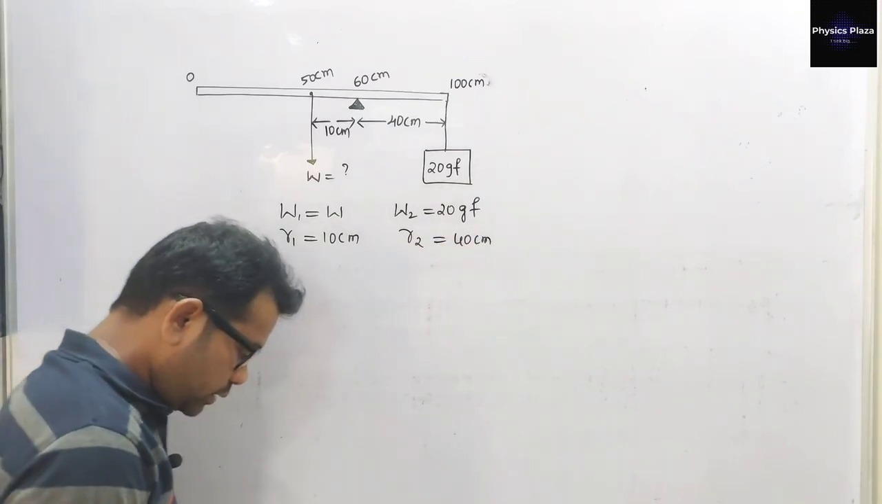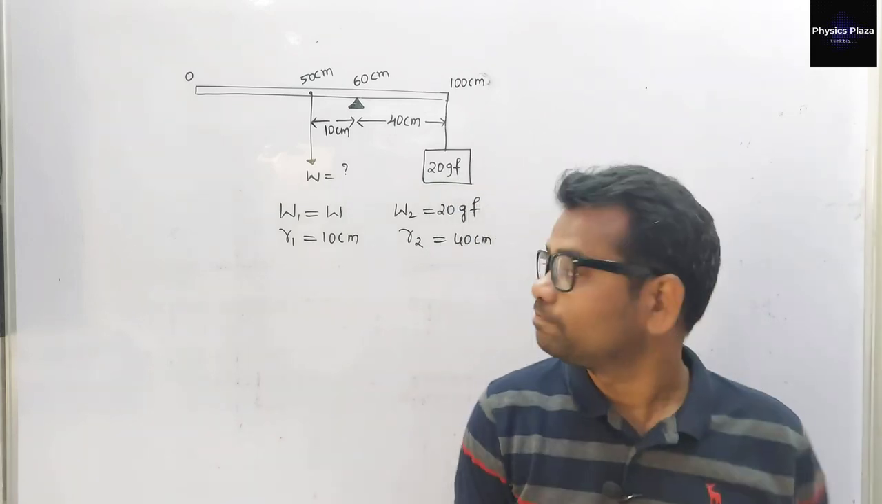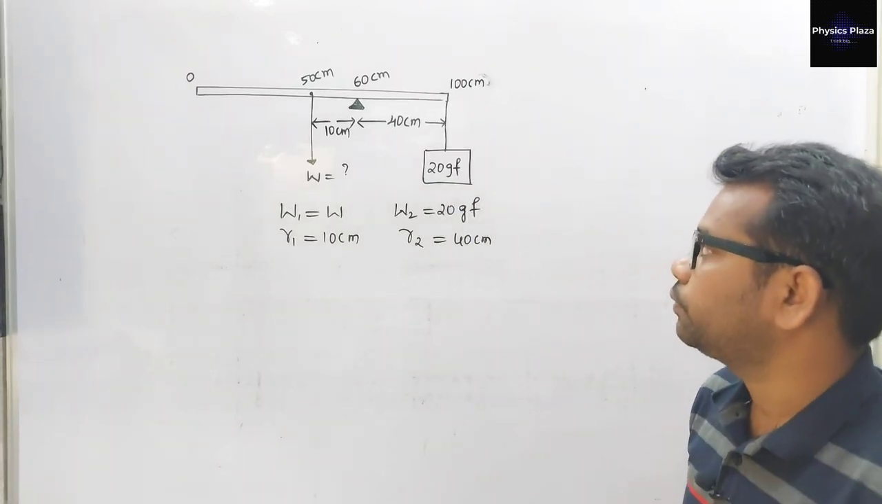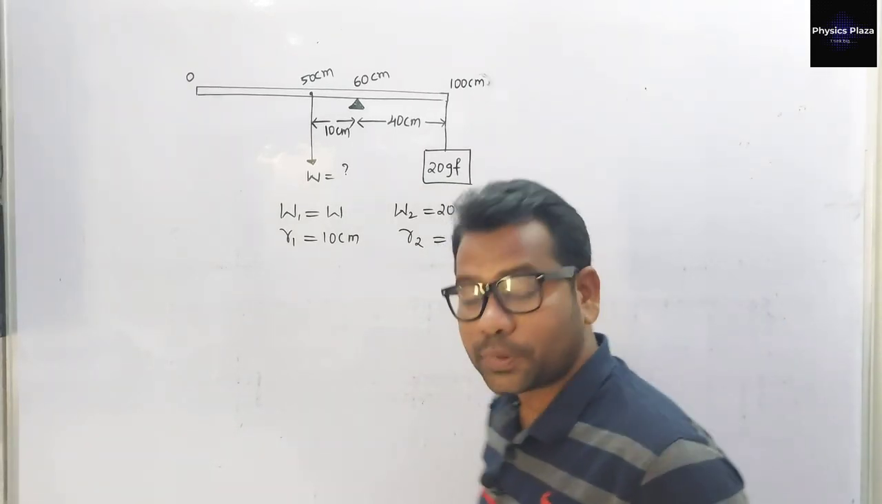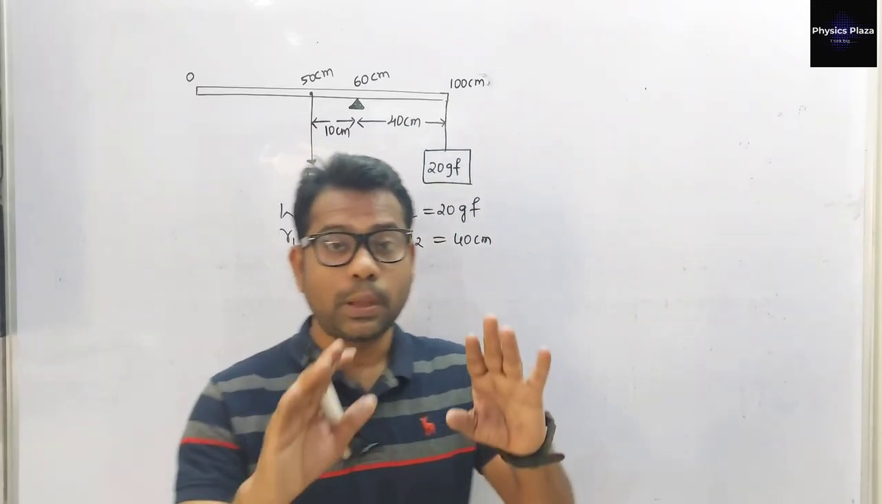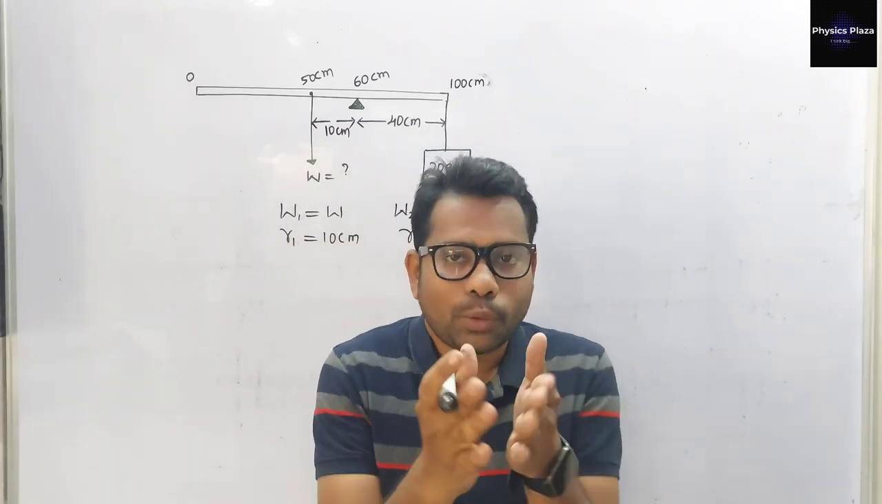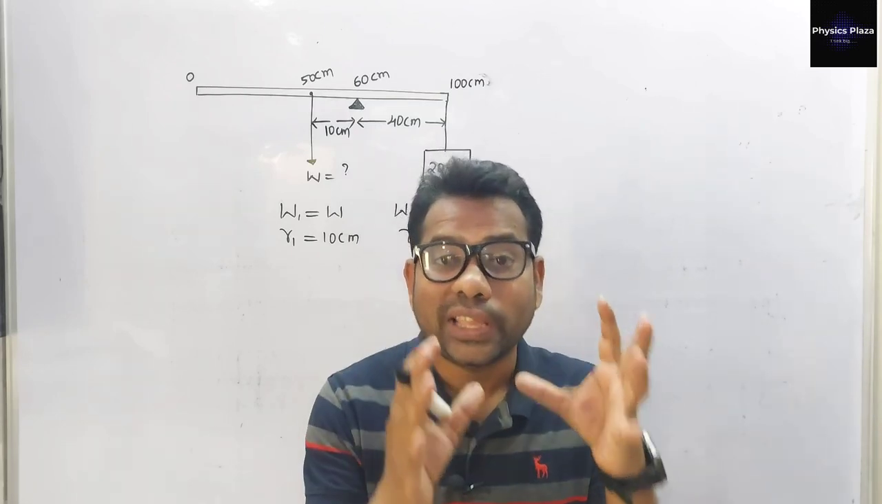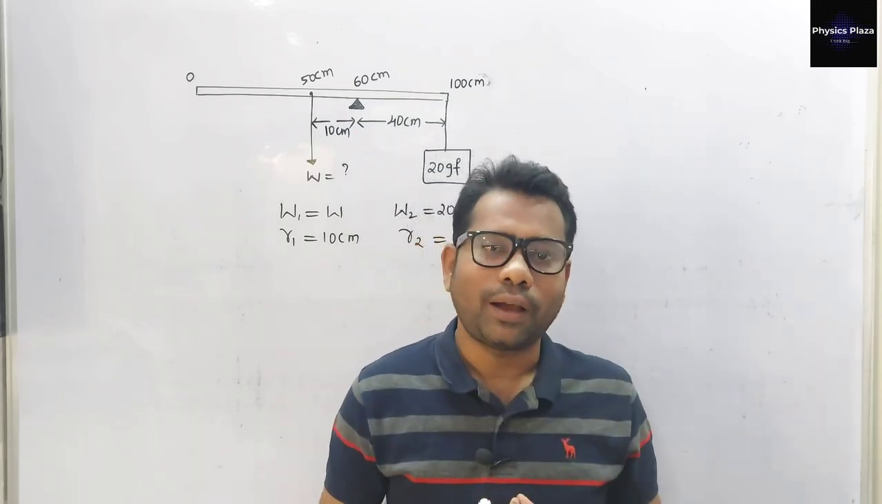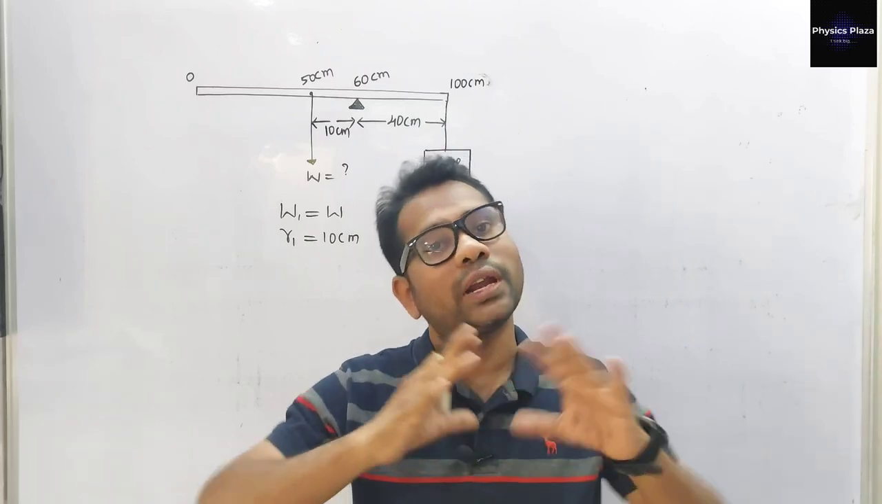Children, come on, pause the video, do it. What is the answer? What is W, the weight of the meter rule? Come on, try it, children. It might be a right answer or a wrong answer, it is not a matter, but trying is a matter. It's very important. Unless and until you try, children, you won't get a grip.